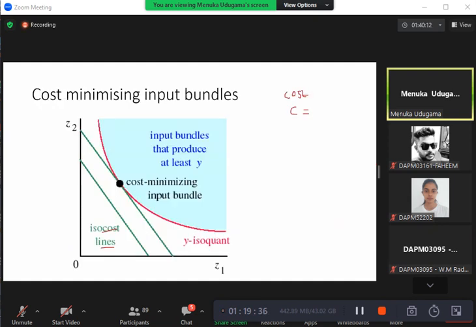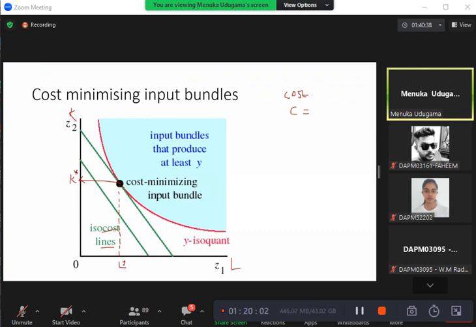Right? You can see now this budget line is tangent to this curve at this point. This is the optimum. We'll call this K and L. Two inputs, K and L. The optimum amount of K and L can be found.